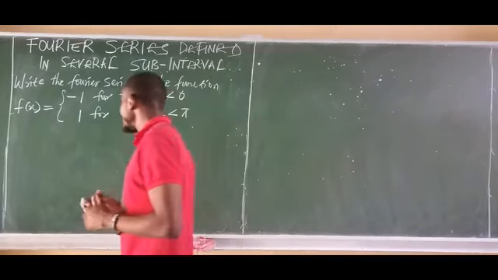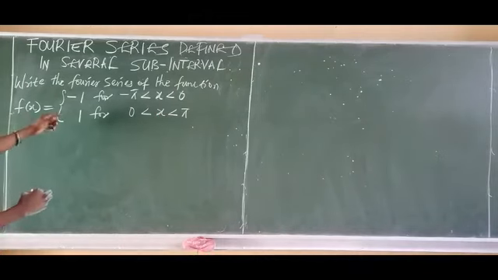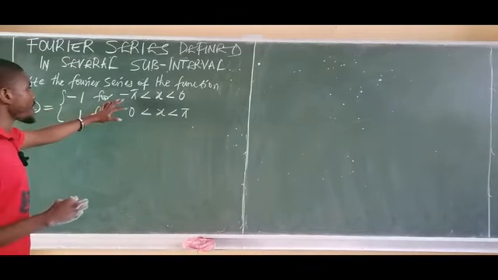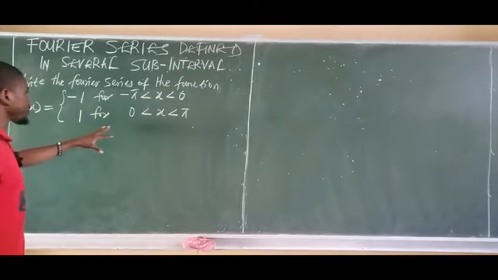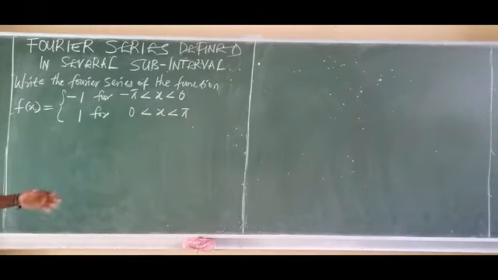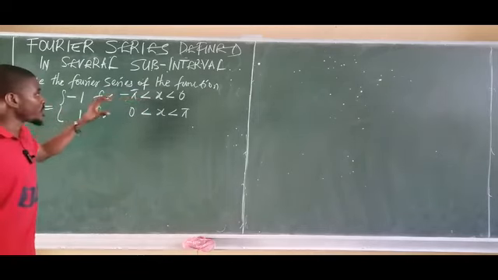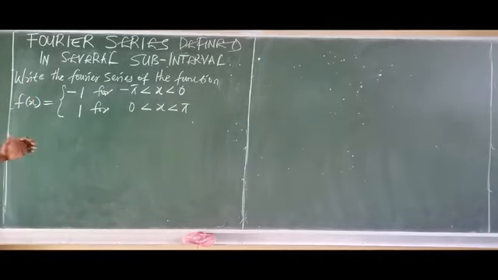For instance, considering the equation on the board, it says write the Fourier series of a function f of x equals -1 for minus pi < x < 0, and 1 for 0 < x < pi. So these are two different functions. The first is at -1 and the second is at +1, and these are their different intervals. So when you have different functions occurring in different intervals, we are simply saying this Fourier series is defined in several subintervals.